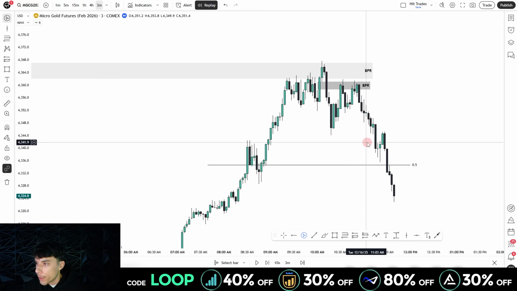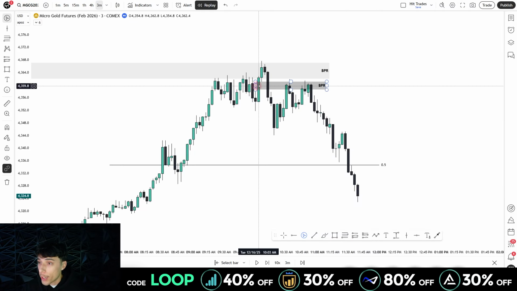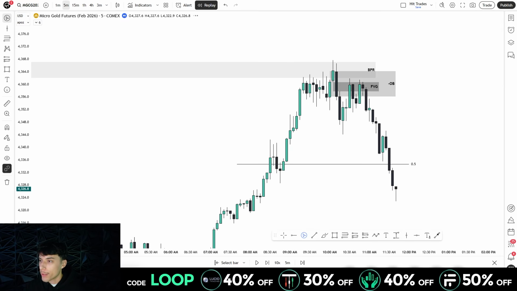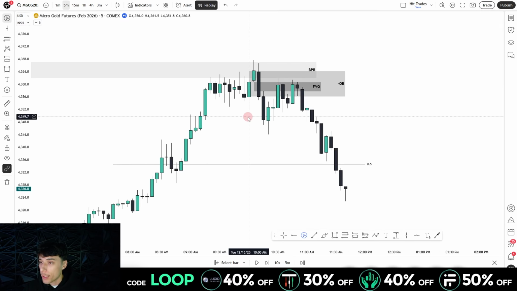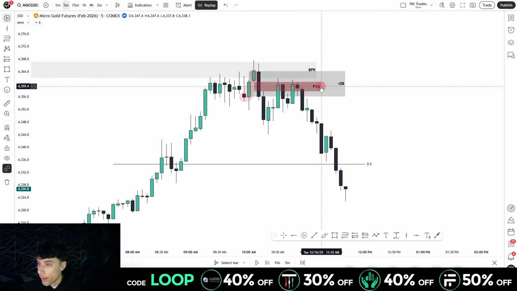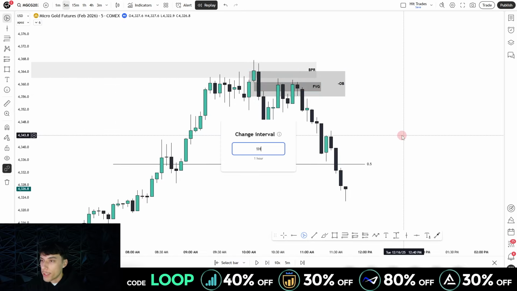So let's work our way back up. We can take a look at the 3-minute. What do we see? Beautiful rejection off of that 3-minute order block, 3-minute BPR. We can head over to the 5-minute and we see the same thing. Really nice rejection off of that 5-minute bearish order block, 5-minute FVG, that SIBI. And then we can take a look at the hourly chart.